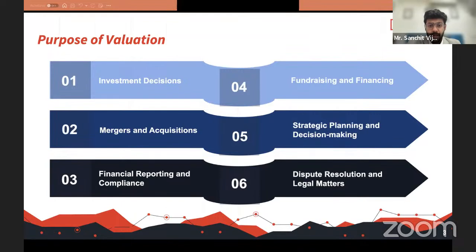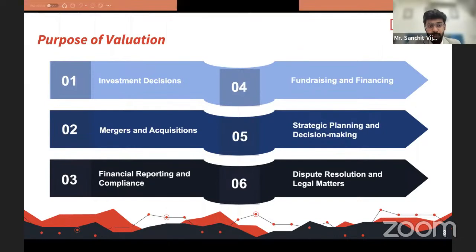Second is M&A. It's very crucial in M&A and transactions. It helps the buyer and the seller determine a fair price for the business that is being bought or sold. It also helps in facilitating negotiations and deal structuring. Valuations in M&A also help in assessing synergies and determining the exchange ratio for the shares of an asset.